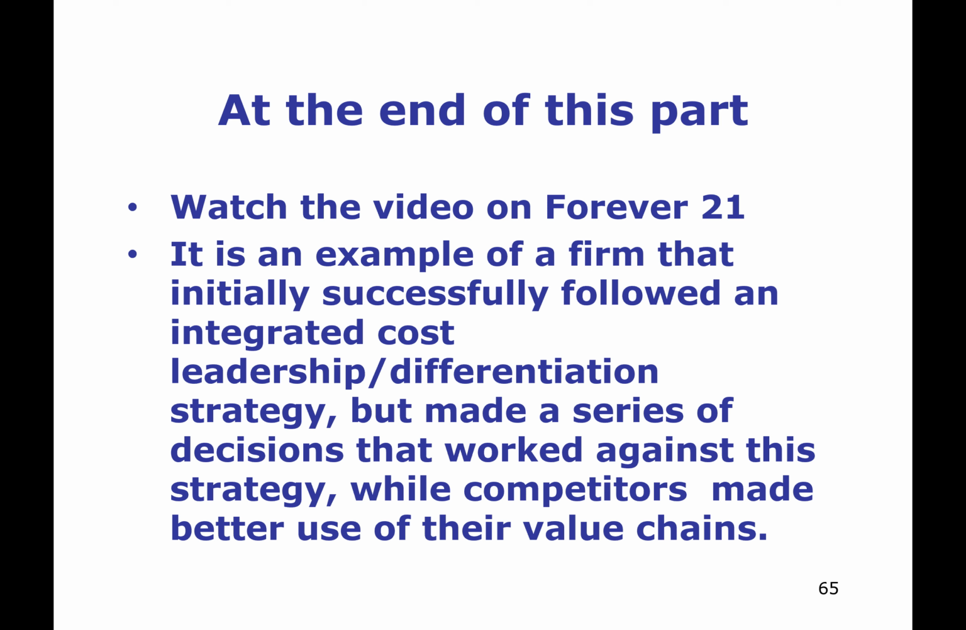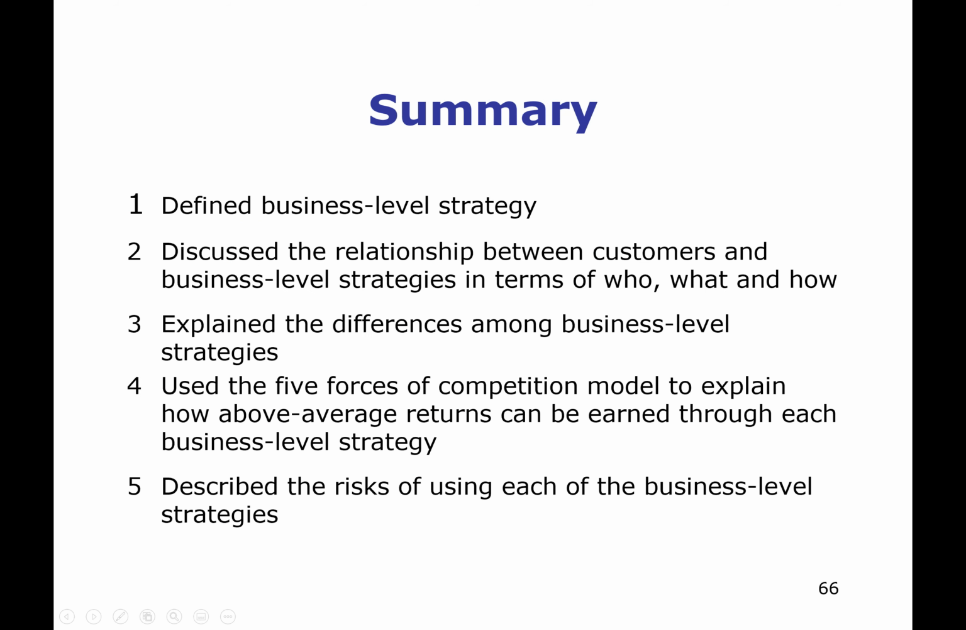Okay, so that's the end of part C. So what we've done in the lecture is we've defined business level strategy. We've discussed the relationship between customers and business level strategies in terms of who, what, and how. We've explained the differences among business level strategies by first identifying the generic strategies and the 5 strategies that arise from those generic strategies, and then discussing those generic strategies, how you implement them through changes in the value chain. And then we've looked at how they protect you from the 5 forces, and we've looked at the risks of each business level strategy and provided examples throughout.